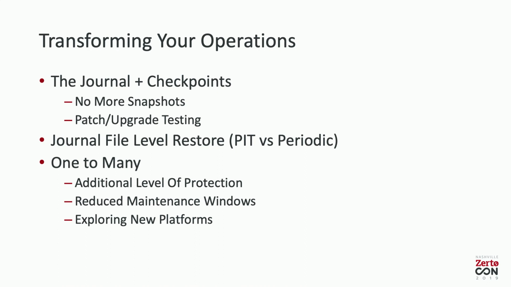Journal file level restore, same thing. Instead of having to go to your backup system, use Zerto. It's there. You already have it. You have more checkpoints. Typically, you get a few thousand checkpoints per day in most cases, right? So instead of just having that one from the backup the night before, have a few thousand. Go for it. It's not really going to take that much more space. And then the one-to-many, we pretty much covered that as well.